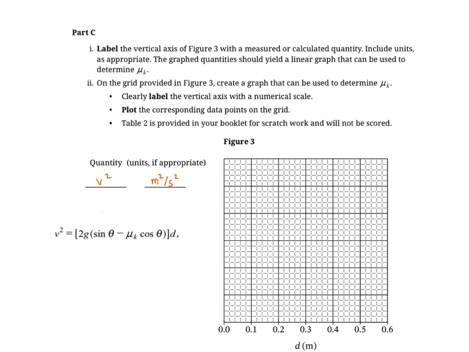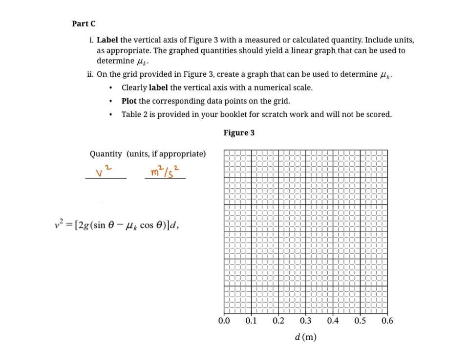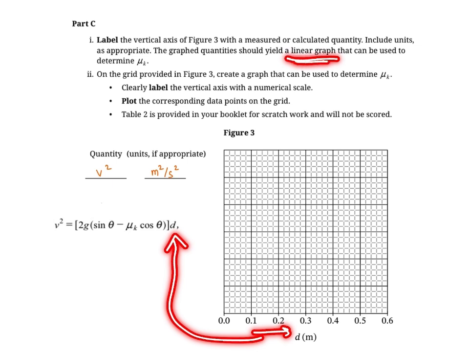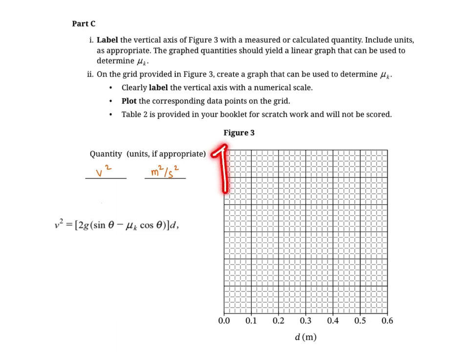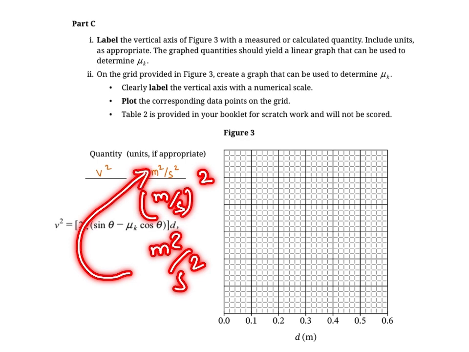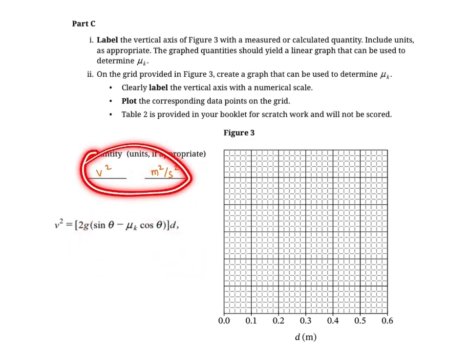Okay, so we have to draw a linear graph, and here d has been marked on the x-axis. If you want to have a linear graph, there should be v square on the vertical axis. So the vertical axis should represent v square, and its unit: velocity is meter per second, and its square is meter square per second square. So if you mention this, definitely you will get 1 point.